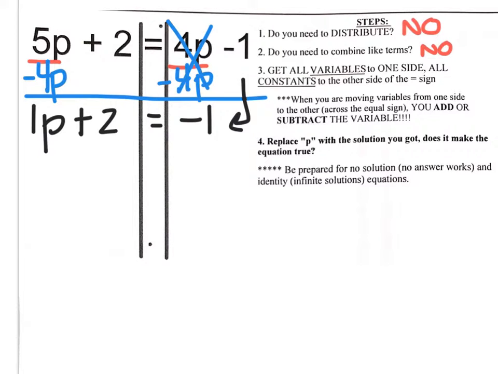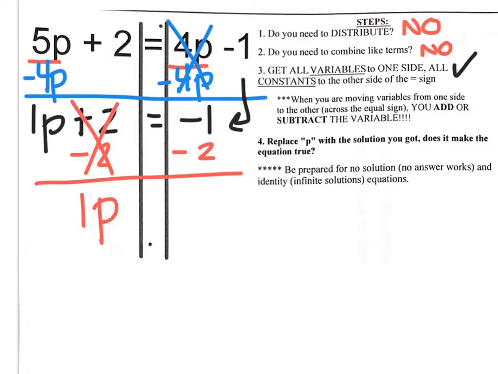Okay, so check off, we did number 3. Now we want to get all of our constants to the other side. So on the left hand side we have a positive 2. We're going to subtract 2 from both sides. When we do that, our positive 2 and our negative 2 cancel out. I'm left with 1p equals negative 3. Simply put, p equals negative 3.